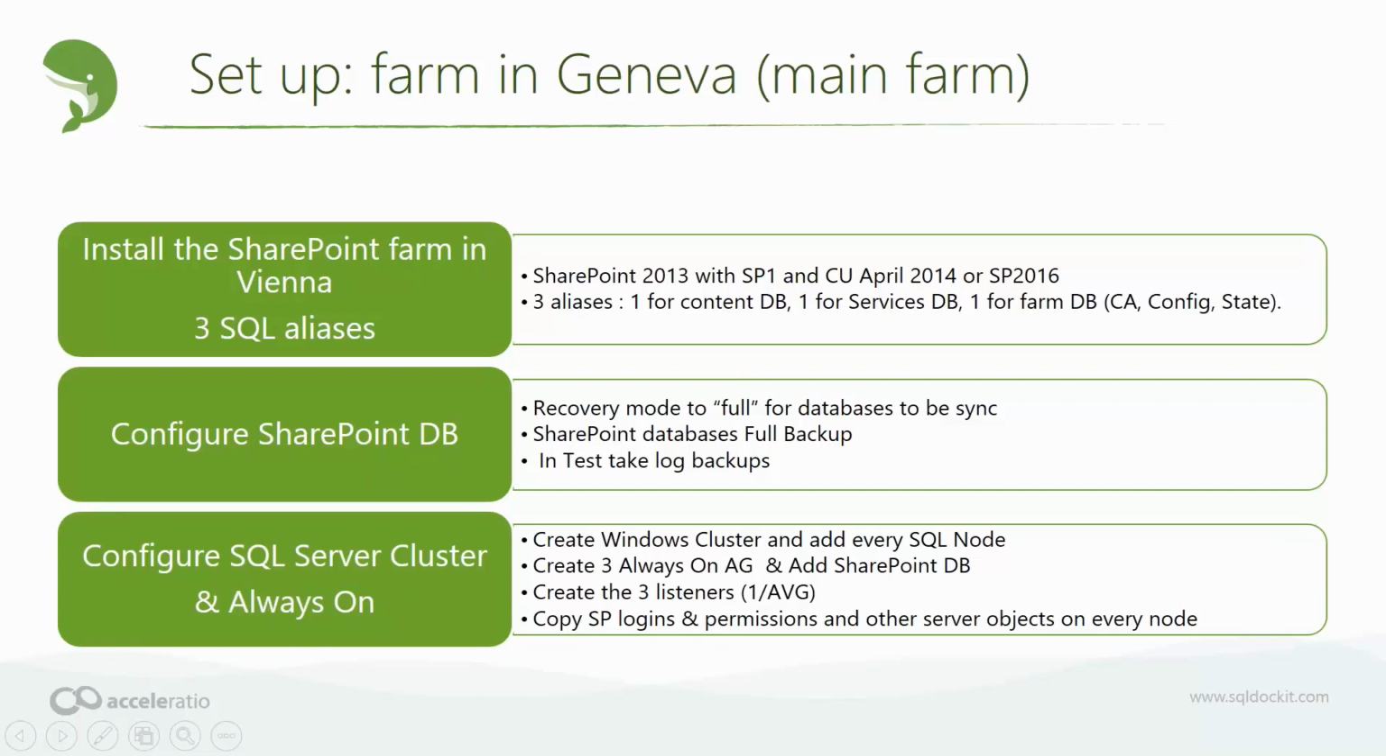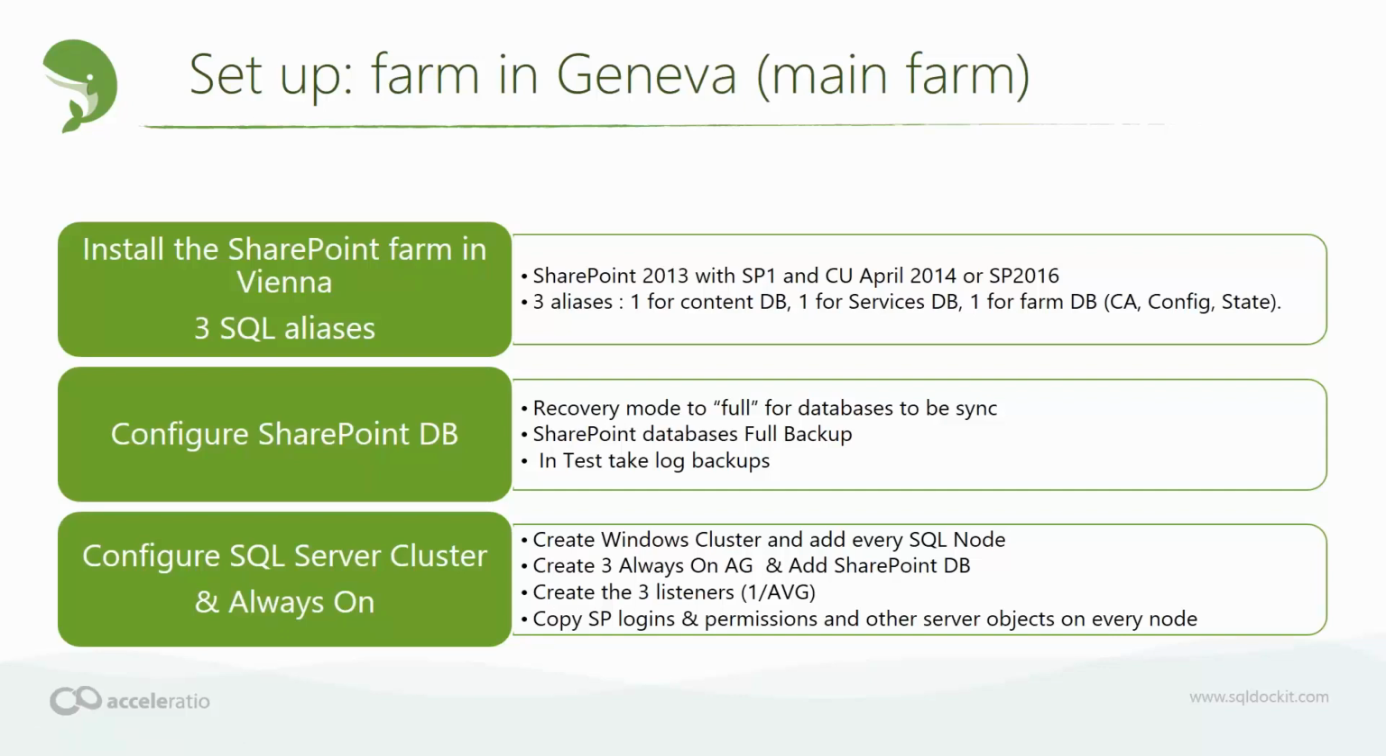Then you need to configure the SQL Server cluster. And that means, and Isabel will illustrate that, you have to create a Windows cluster, so Windows Cluster Service, and in this cluster you will have the different SQL nodes. In our case, in the demo, we have 3 nodes, so 2 nodes for the main farm, 1 for the DR farm. And so the cluster service is the glue between the different SQL Server nodes. You will have to create, and we'll illustrate that in the demo, 3 Always On availability groups, and you need to add the SharePoint databases in these availability groups. You can do that with a wizard, or you can use PowerShell to do that.